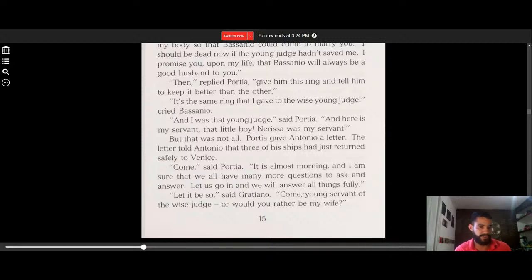Come, said Portia. It's almost morning, and I'm sure that we all have many more questions to ask and answer. Let us go in, and we will answer all things fully. Let it be so, said Graciano. Come, young servant of the wise judge, or would you rather be my wife?